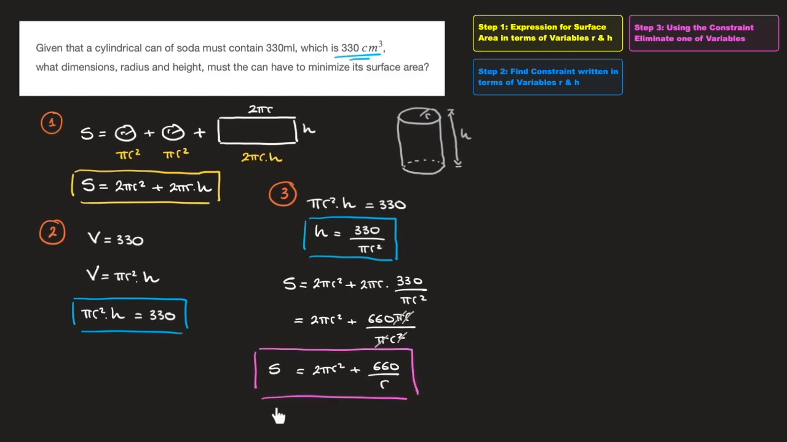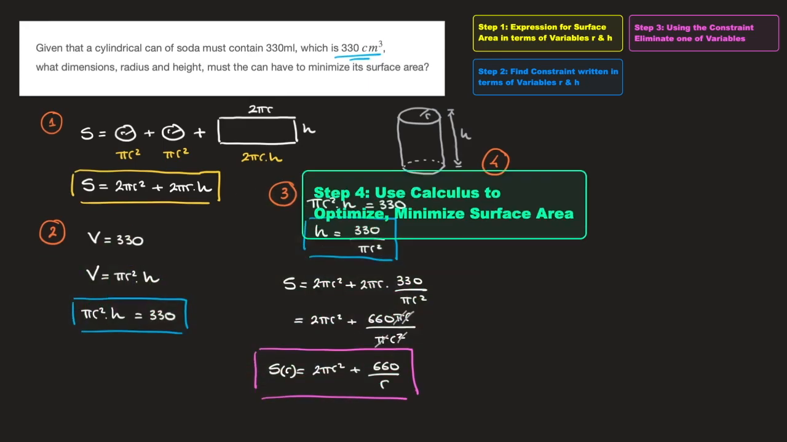We now have an expression for the quantity we wish to optimize written solely in terms of one of the two variables. And in fact, now that it's written this way, we could go ahead and specify that the surface area is written as a function of r only. So that's s of r. And now that that's done, we move on to the fourth and final step. And in this step, we use calculus to optimize. Or in this case, we use calculus to minimize, meaning find the minimum value, of the surface area, which is this function here.